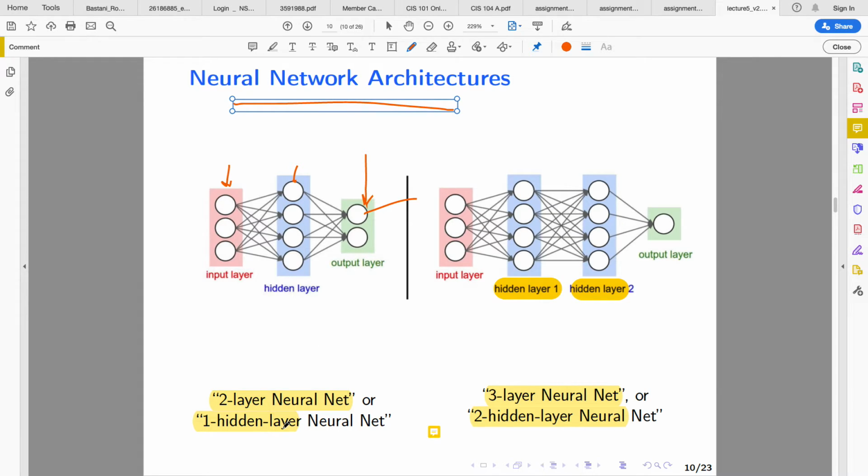For the terminology, we say this is a one hidden layer neural network, or we normally count the hidden layer and the output layer, and then we can say this is a two layer neural network. This is a three layer neural network. Now, you can see here that each of the neurons has a connection to the layer above it. So you will see that this neuron connects to all the neurons here. As you see, this connects to all, and this neuron connects to all.